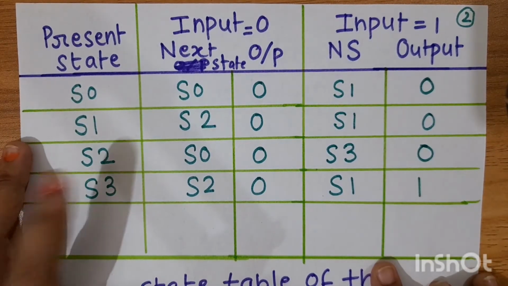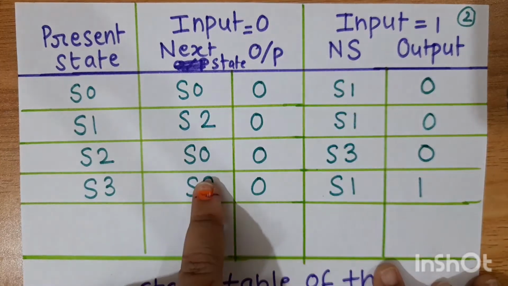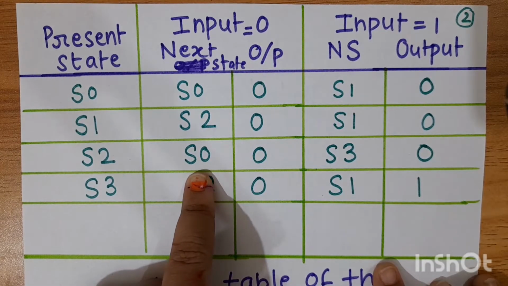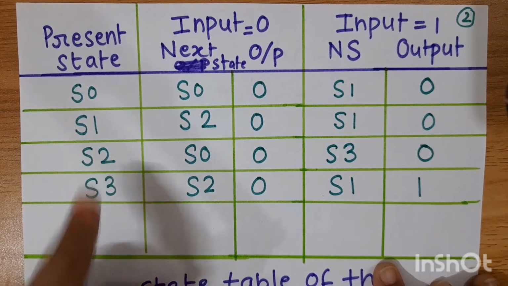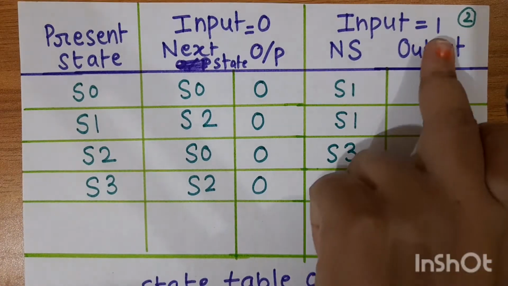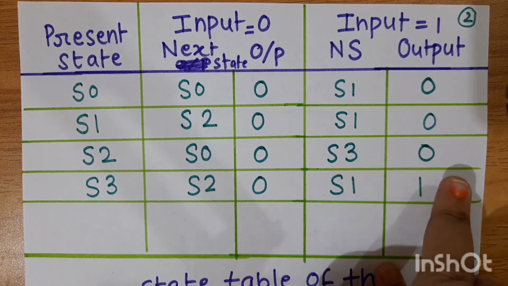Now in S2 state, I reached here. Present state is S2 means 1, 0. If the input is 0, then I go to the S0 state, idle state only, and output is 0. But after 1, 0, if I get 1, that is the input 1, I am moving from S2 to S3 state and the output is 0.